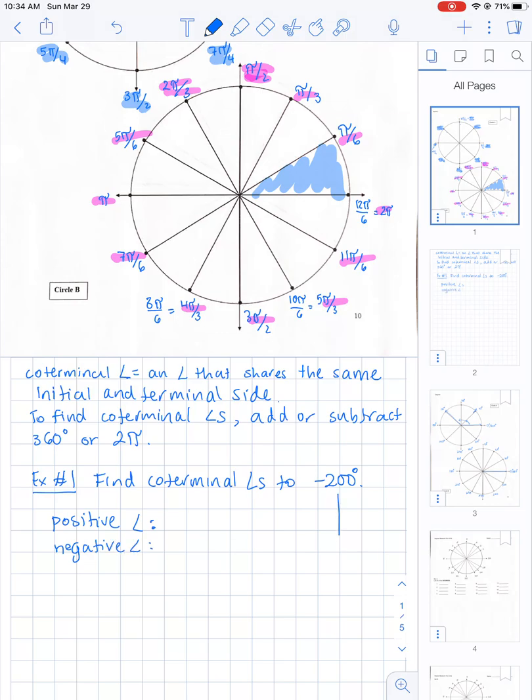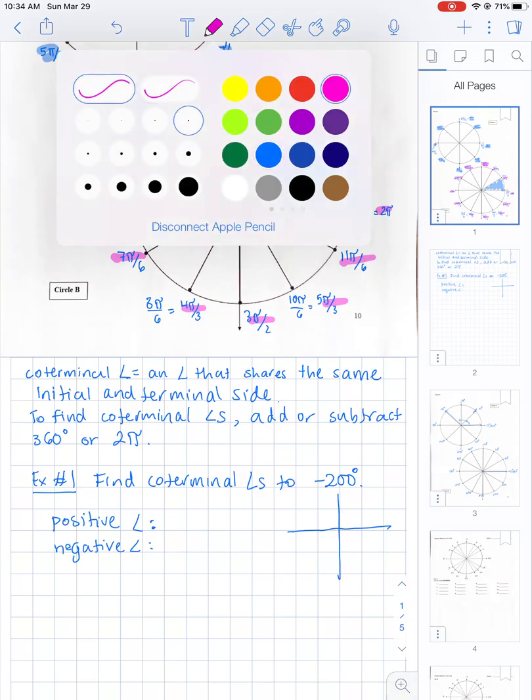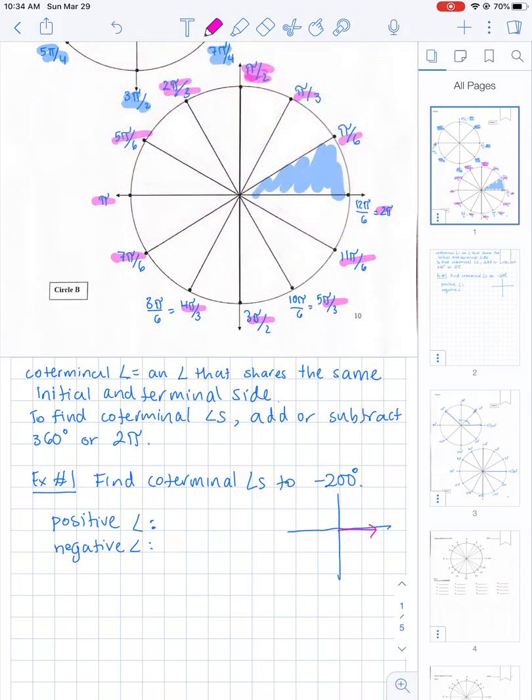So let's get an idea of what negative 200 degrees looks like. If I had to sketch this in standard position, I would know that the initial side is on the positive x-axis and that I'm rotating clockwise, and getting to here gives me negative 180 degrees. So I'm past that by negative 20 degrees. So that's negative 200 degrees.